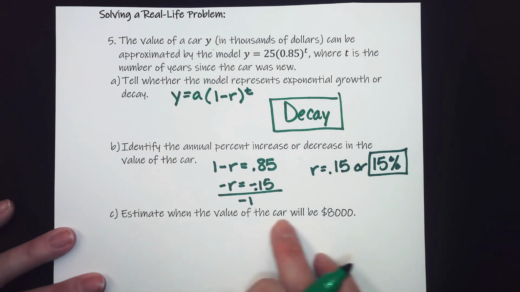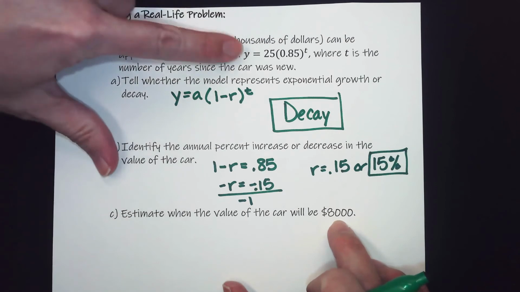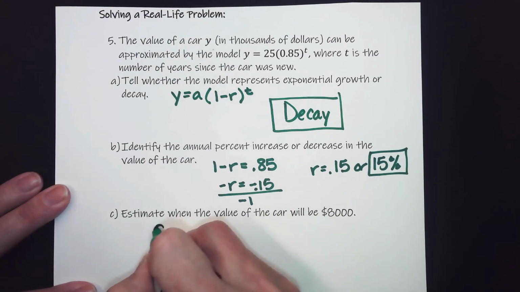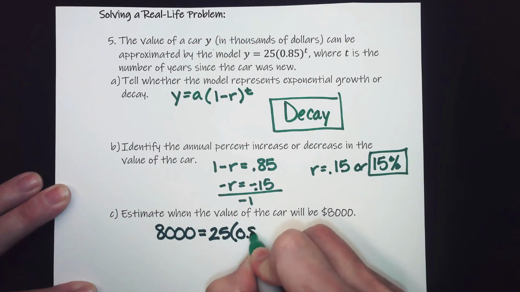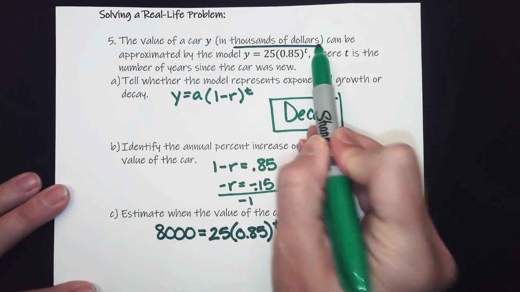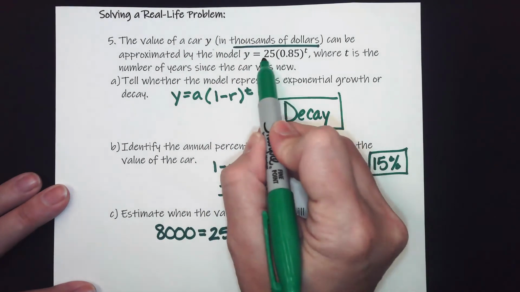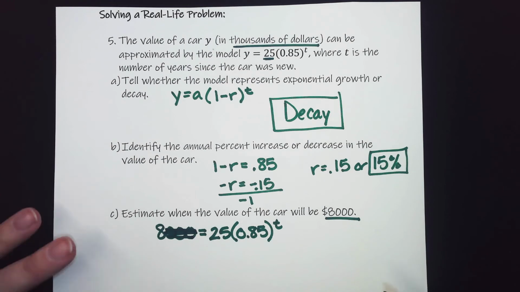Then it says, estimate when the car value will be 8,000. So I want that to be my ending value. So I'm going to put that in for y. So I have 8,000 equals 25 times 0.85 to the t power. Actually, I wrote 8,000, but y is in thousands of dollars, which meant this car actually cost $25,000. So I actually need to get rid of those zeros. It's just 8. I needed to have read that a little clearer before I wrote it down.